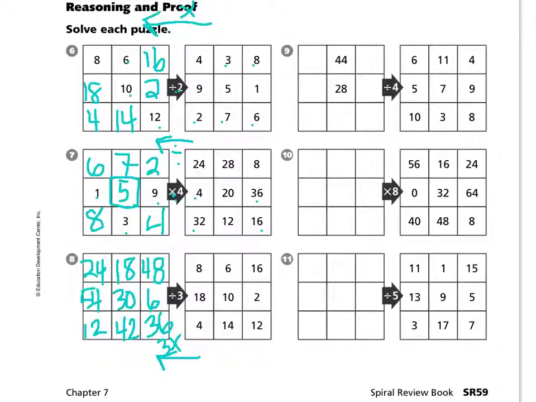For numbers 9, 10, and 11, I want you to work on them by yourself, but if you're going backwards, you can multiply this side by 3. If you're going backwards for 10, you're going to divide this side by 8. And backwards for number 11, you would divide this side by 5. Remember to show your work so I know how you did it.